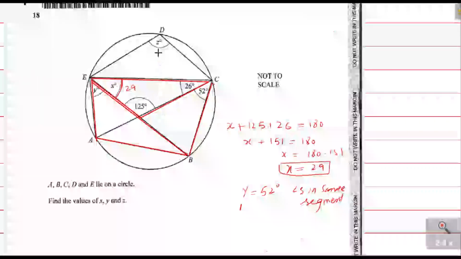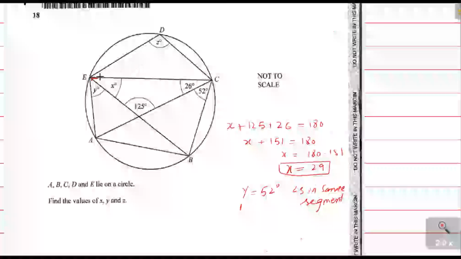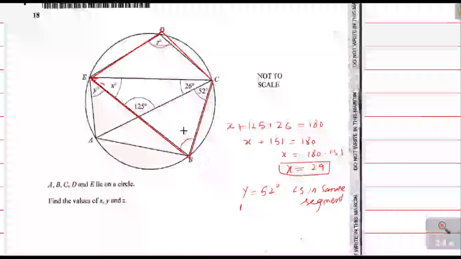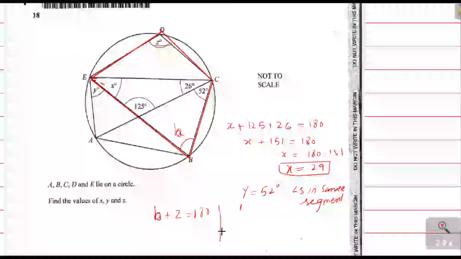Next, to calculate the angle Z. Look here, this is the cyclic quadrilateral BCDE. The sum of opposite interior angles of a cyclic quadrilateral is equal to 180. Therefore, B plus Z equal to 180. If we calculate B degree, we can calculate Z. Look here, this angle B we can calculate by using this property: the exterior angle of a triangle is equal to the sum of the other opposite interior angles.